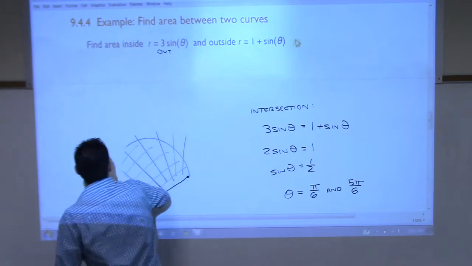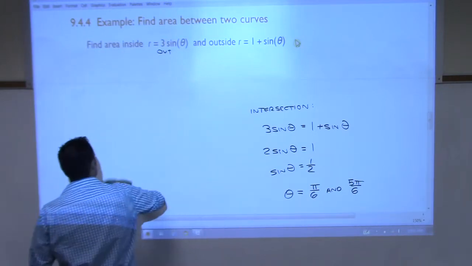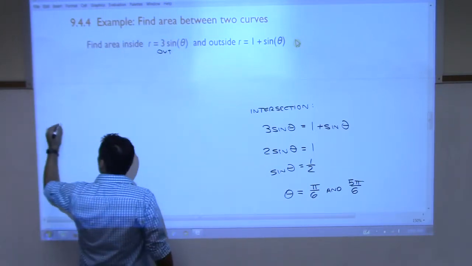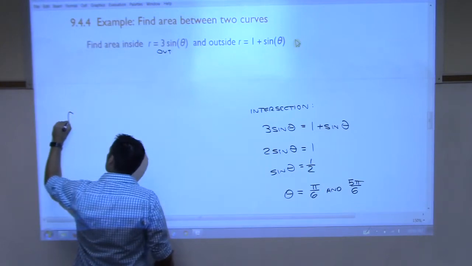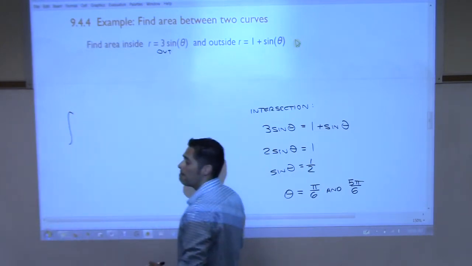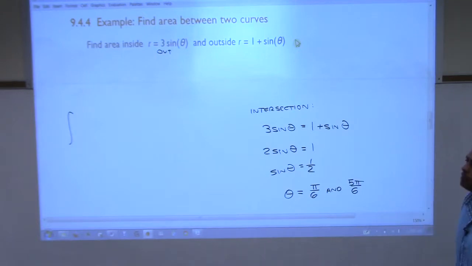So here's what I need to do. I need to take the integral. Is it two of them? Like the area of the red one minus the area of the other one, yes. I'm going to do two separate integrals.